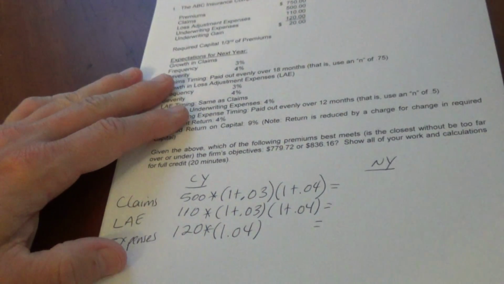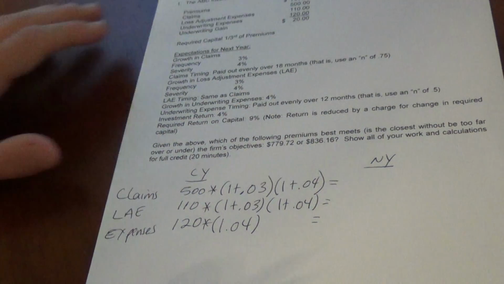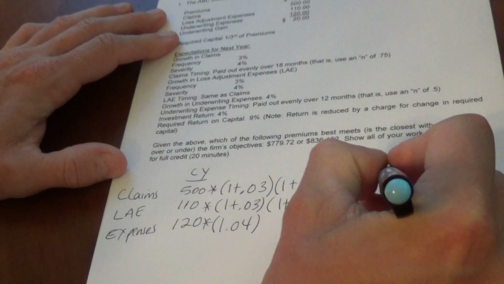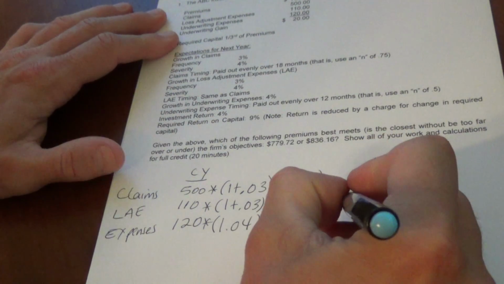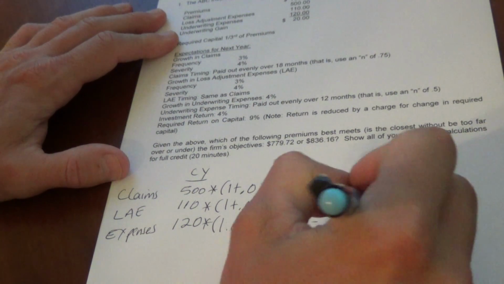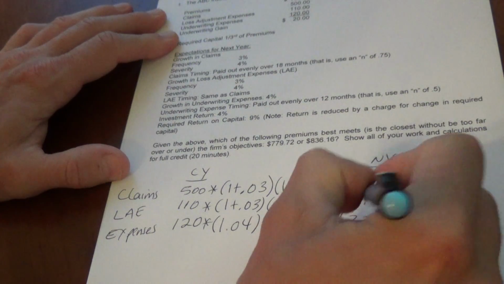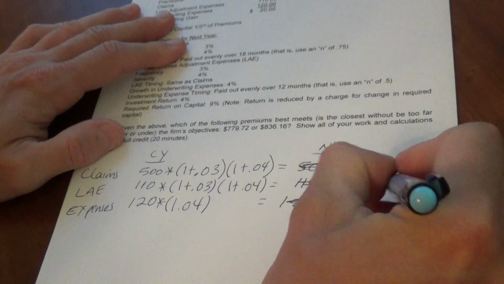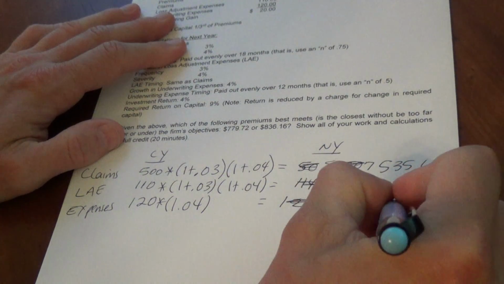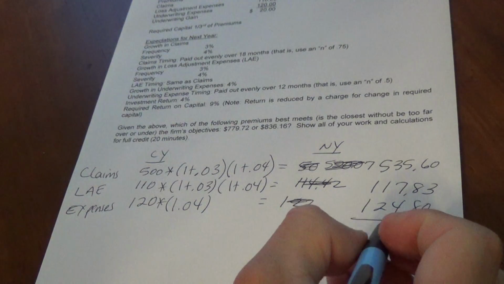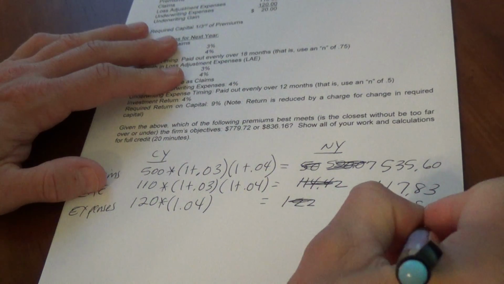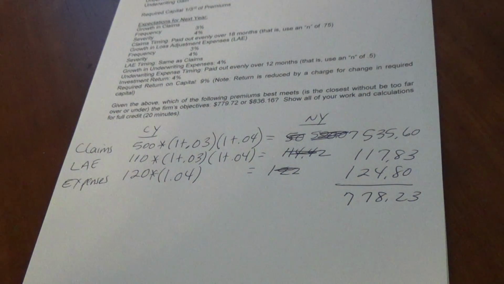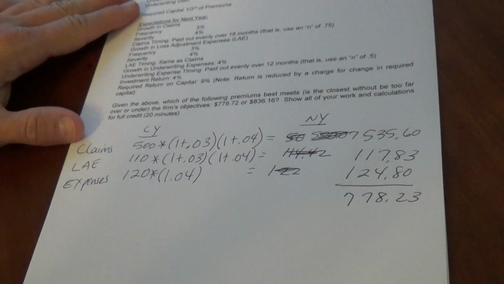And so when we do all of those numbers, we get an answer of 520.07, 114.42, and 122. I'm sorry, I pulled the wrong numbers. 535.60, 117.83, and 124.80. When we add all those together, we get 778.23. And you'll notice that that will be the same no matter which premium we charge, because the claims that we expect to pay out are not related to the premium we charge. Those are what we're trying to figure out: what premium we need to cover those claims.